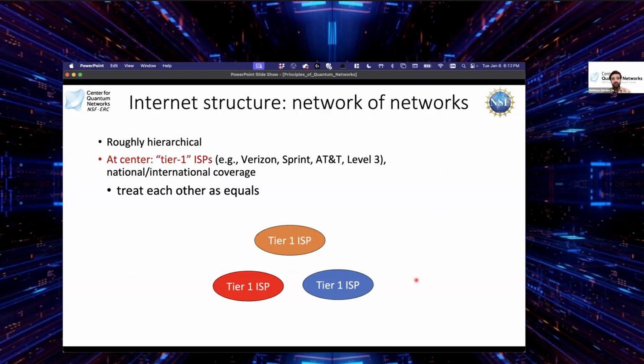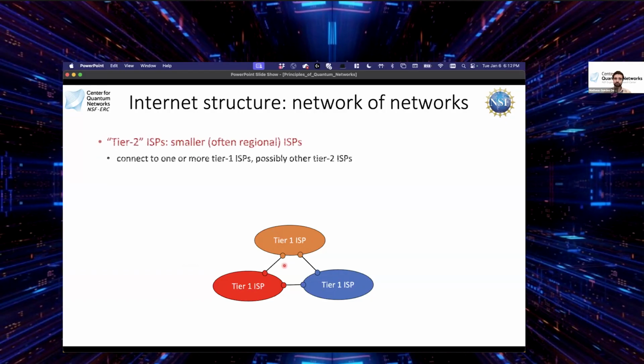The internet structure is that of a network of networks, which is roughly hierarchical, and it goes something like as follows. At the center of this hierarchy, we have Tier 1 ISPs, such as Verizon and Sprint, that will provide national or international coverage, and they will treat each other as equals. So essentially, tier one providers will interconnect among each other privately, and these connections are essentially determined by contracts.